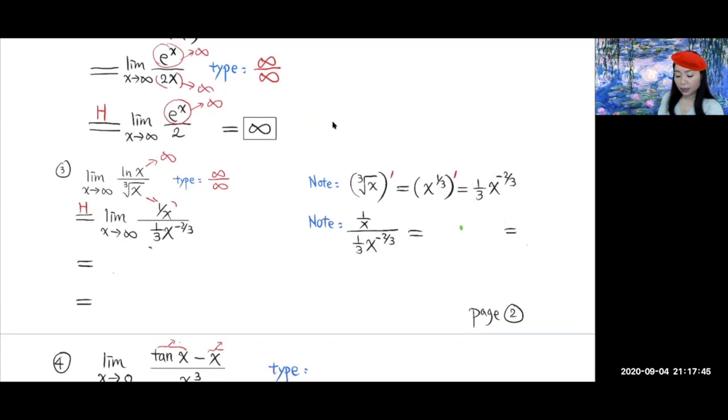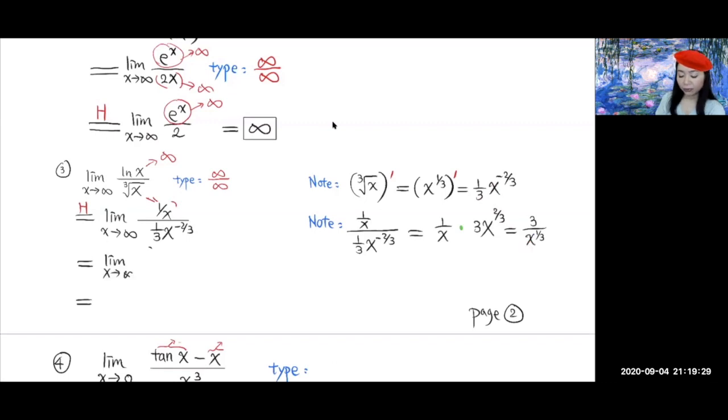Now we want to simplify this quotient. When possible, we always want to simplify before we continue. So to simplify this, we have 1 over x divided by this expression. Dividing by this expression is the same as multiplying by the reciprocal of this. So this is the same as 1 over x times 3 times x to the 2/3 power. The negative exponent indicates it is the reciprocal of x to the 2/3. So you multiply by x to the 2/3 power, and dividing by 1/3 is the same as times 3. By this, you get 3 over x to the 1/3 power.